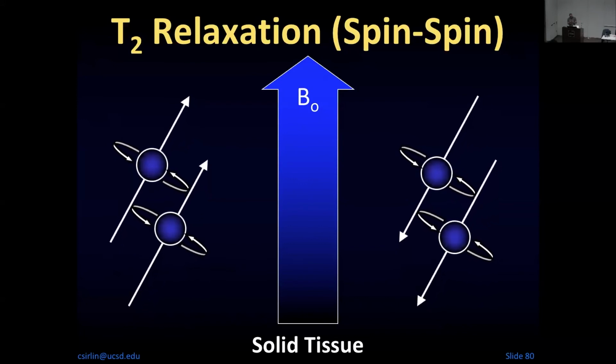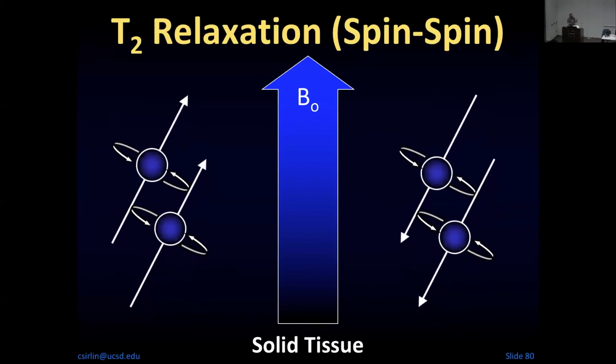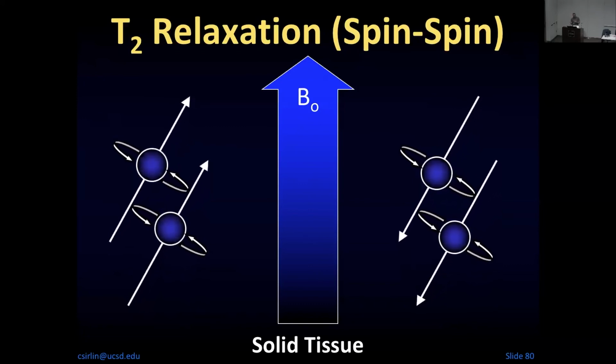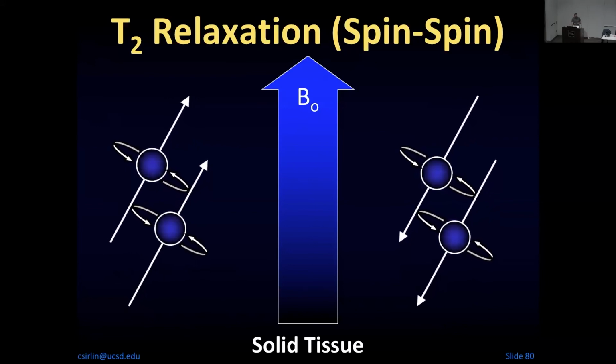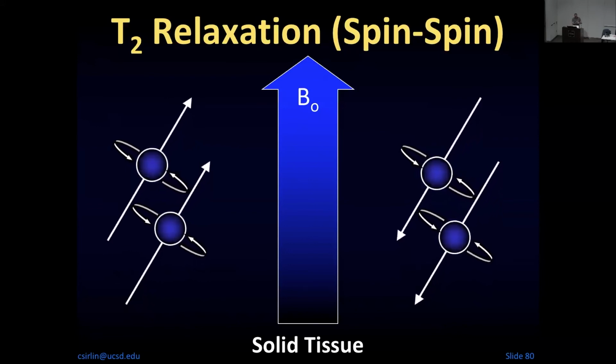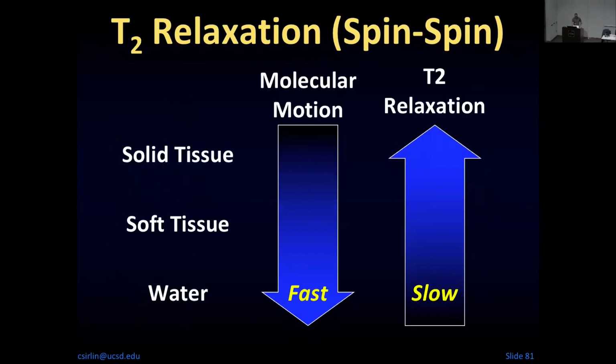So water just creates this uniform buzz and does not alter the magnetic field that much. So water precesses slowly. At the other extreme, you have cortical bone where the protons are just vibrating, and they create a lot of heterogeneity because they're not randomly canceling each other out. So bone relaxes very, very fast. Pure liquid water relaxes very slowly.